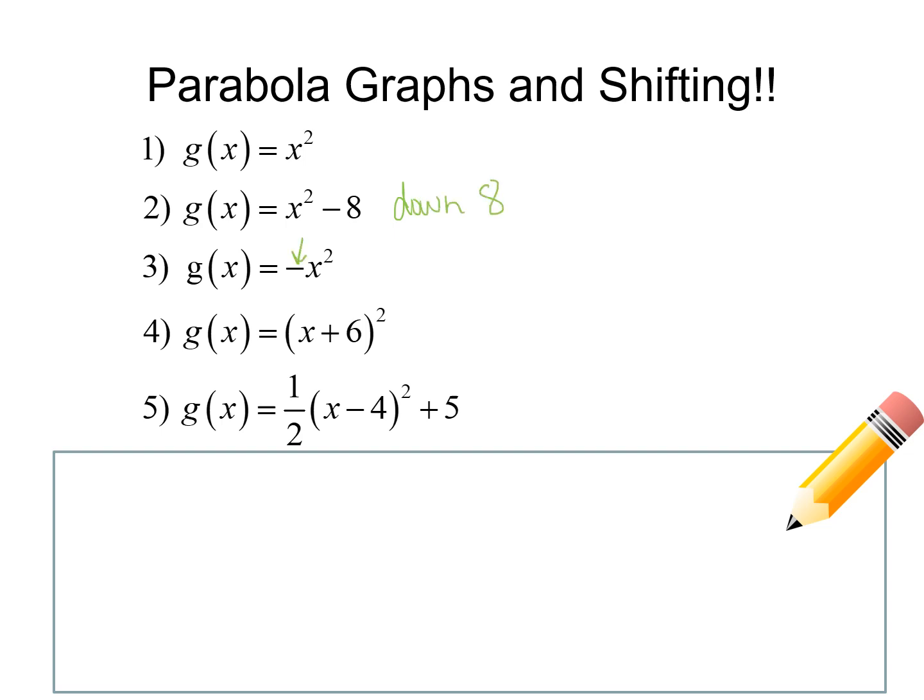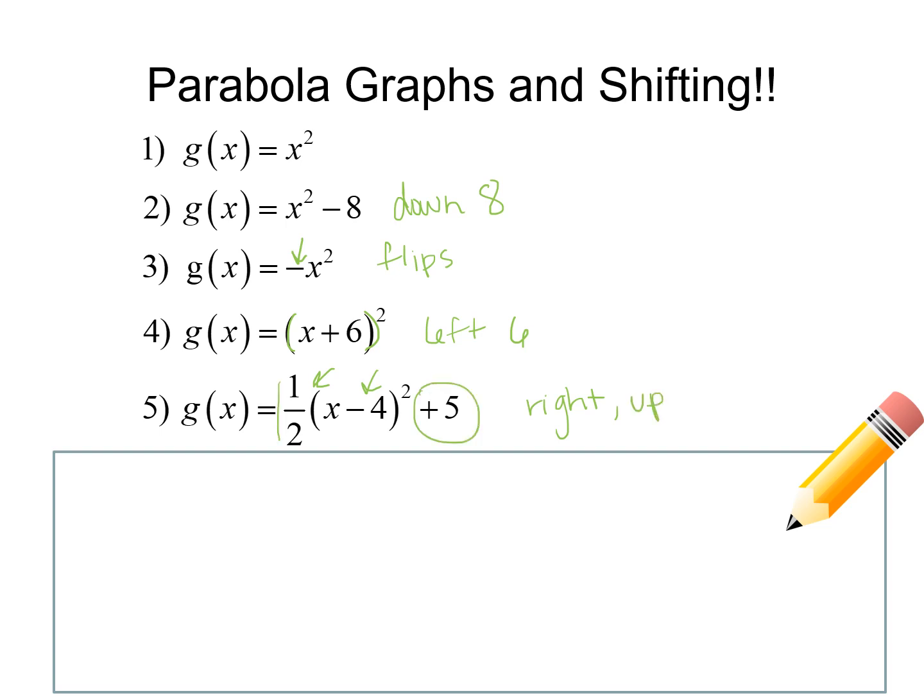Now in 3, this negative out front, if you remember what that transformation with a negative out front does, this is what flips my graph. Again, here those parentheses pop up, and inside parentheses, we always think opposite. So if we're inside the parentheses connected to the x, hopefully you're thinking that this is going to move me left 6. And now in number 5, we have one with a number in the front. So again, on the inside, we think opposite, so we know we're going to go right 4. And on the outside here, this +5 means we're going to go up 5.